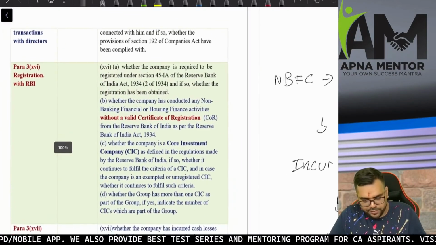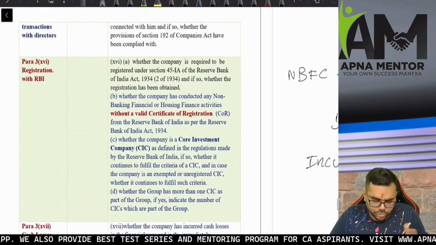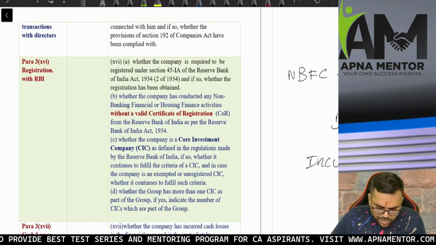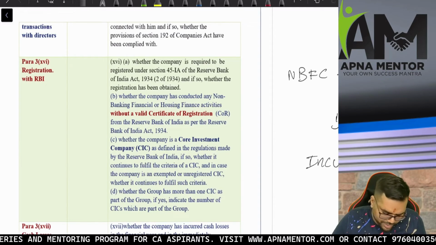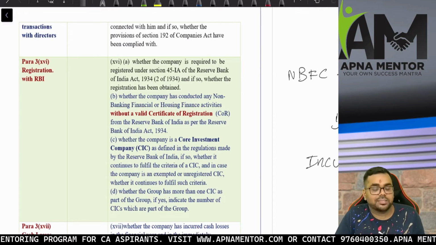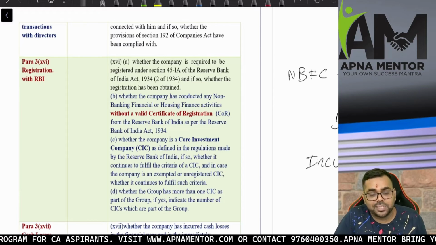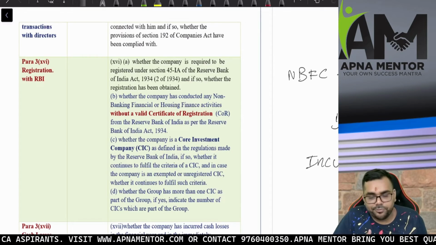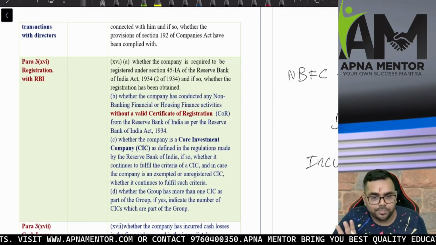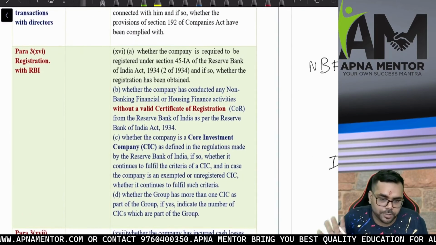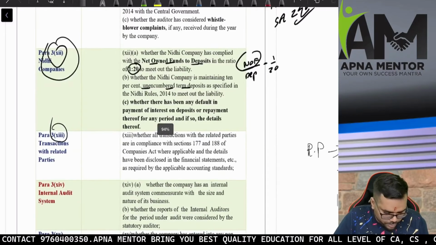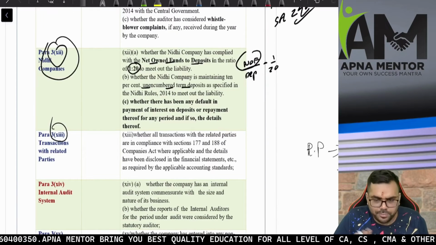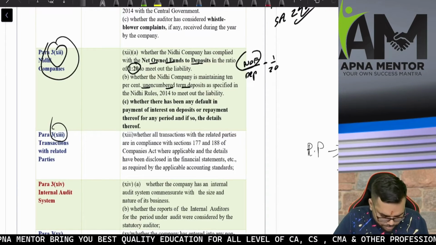So basically NBFCs are required to be registered with the RBI. So we need to report whether they are registered with the RBI. They need to have a valid certificate of registration. So we need to report whether they have a valid certificate of registration. And there is a specific reporting if the NBFC is a core investment company, whether they fulfill the criteria to be a core investment company. So that I have to report. Right. So clause number 12, 16: 12 about the Nidhi companies and 16 about the NBFCs.